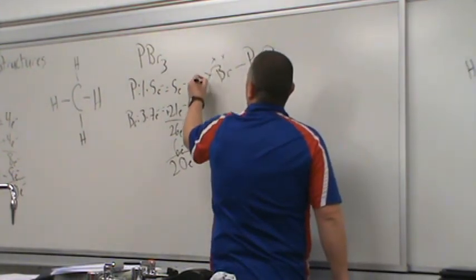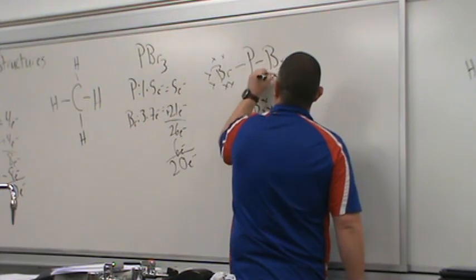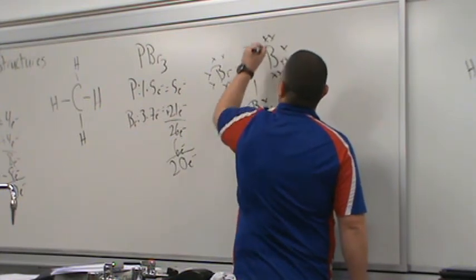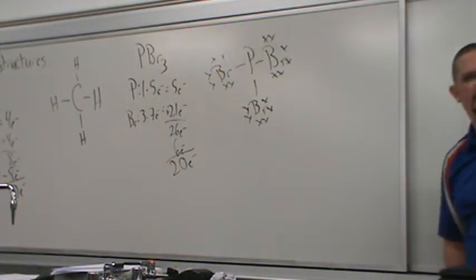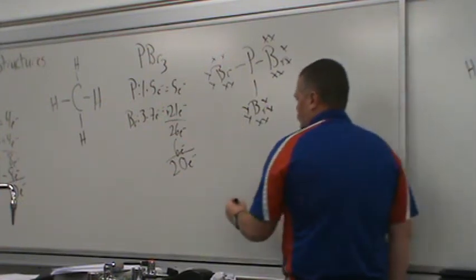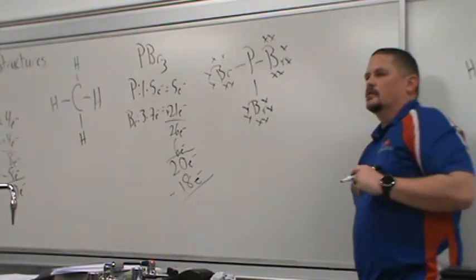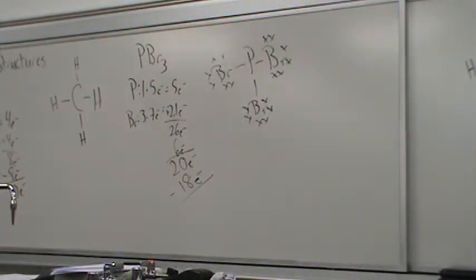1, 2, 3, 4, 5, 6, 7, 8, 9, 10, 11, 12, 13, 14, 15, 16, 17, 18. The reason why we have to do that is we have to worry about the outer atoms and completing their octets first before we complete the central atom's octet. So we used up 18 from the remaining 20.